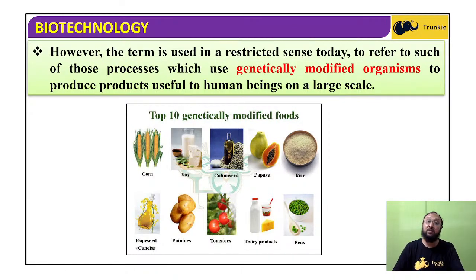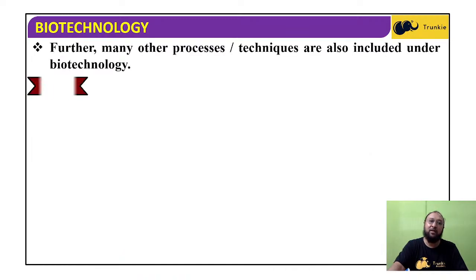Genetically modified foods are made by changing or modifying the genes, or you can say by recombining the genes of these plants, and then getting the desirable product or desirable food. So this is the part.